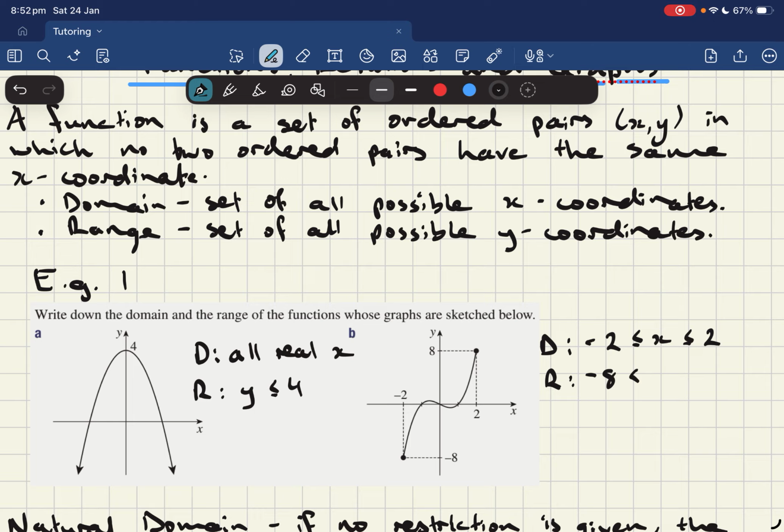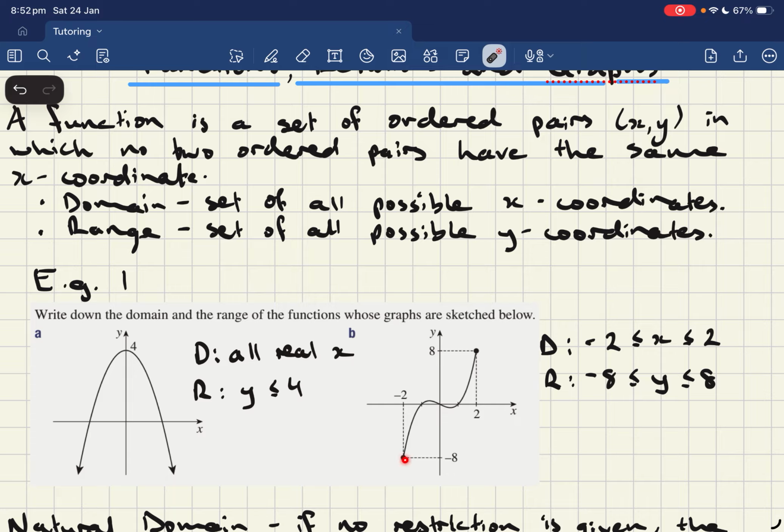So the inequality that describes this is that y is between negative 8 and positive 8. And once again, it can exist at these points. So we have to do less than or equal to for these, for our inequalities.